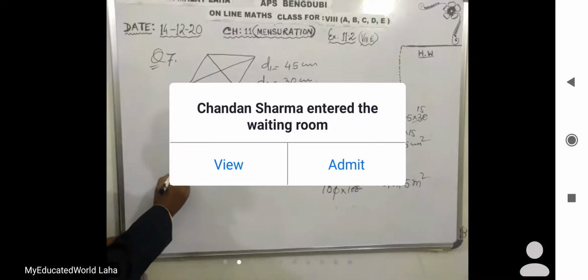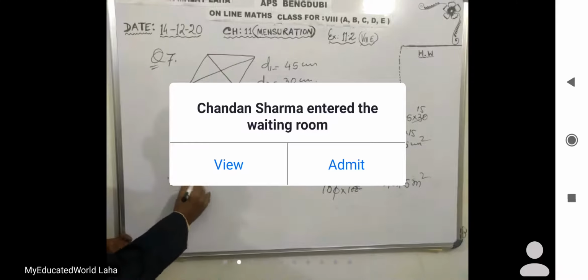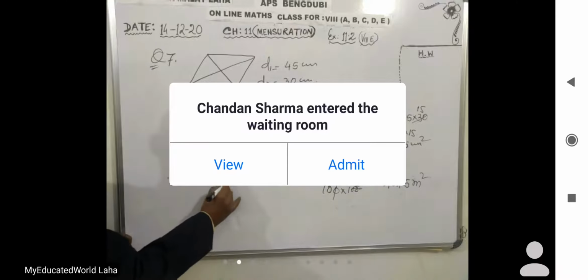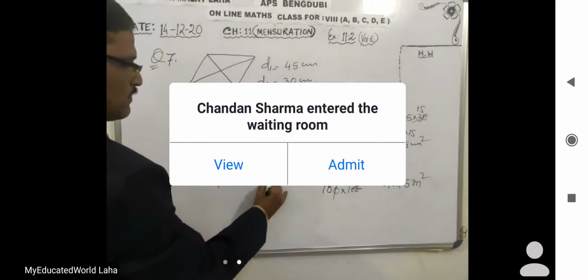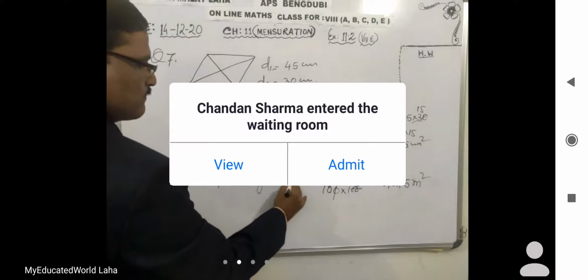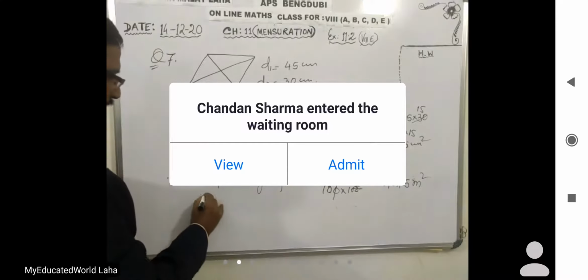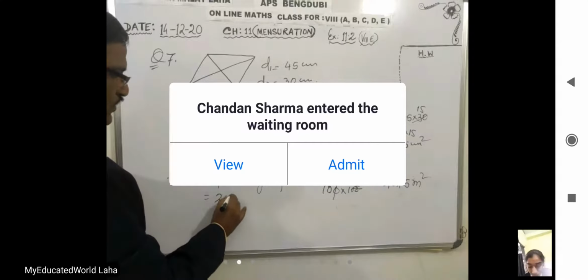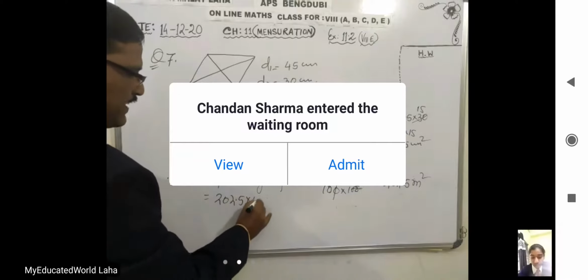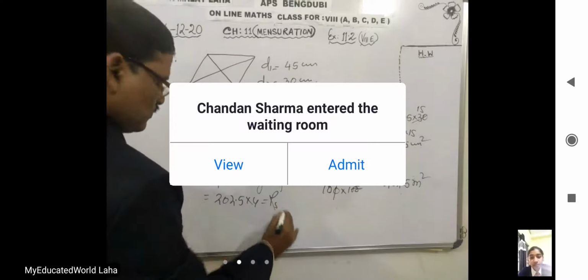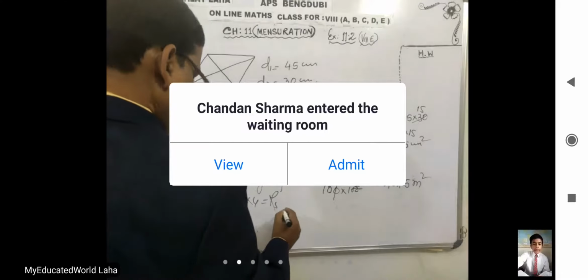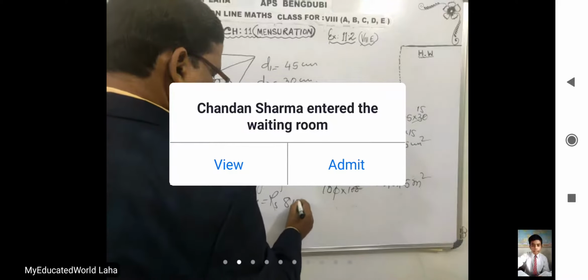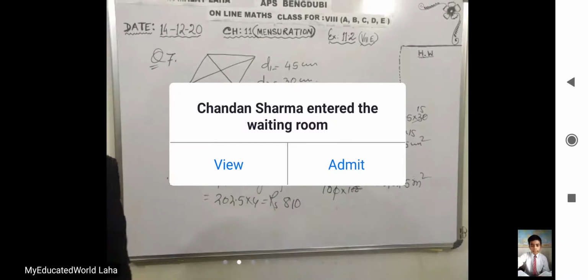Therefore, cost of polishing the floor. Whatever your area is coming, multiplied by the rate: 202.5 multiplied by 4 equals rupees 810. 810 rupees. Understood? Note down. Very important question. Very important question.